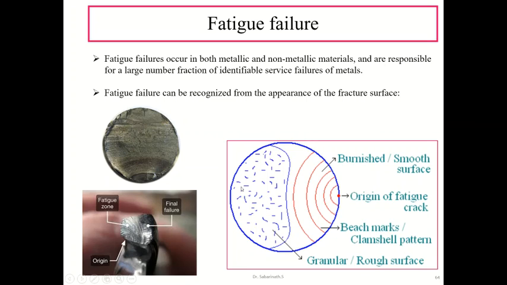So this will be the microstructure, and you can see here the origin of the fatigue crack, and here we have a burnished or smooth surface near the origin. We can see the beach marks, which have a clamshell pattern, and the final region has a granular or rough surface where the final fracture takes place. So this is the appearance of a fracture surface which has undergone a fatigue failure.